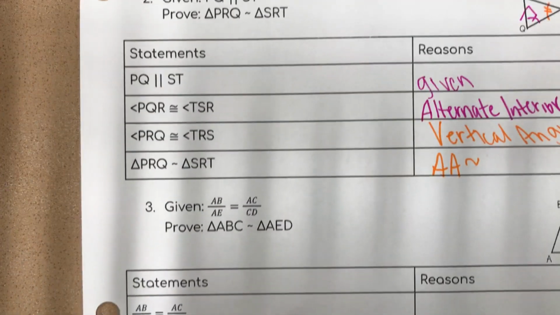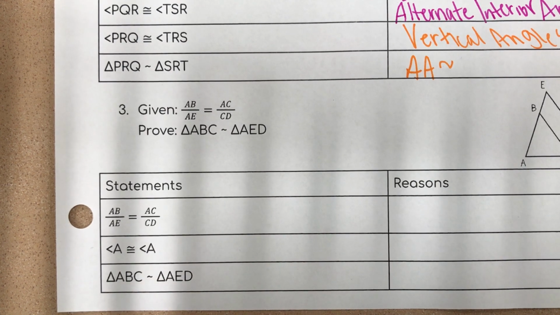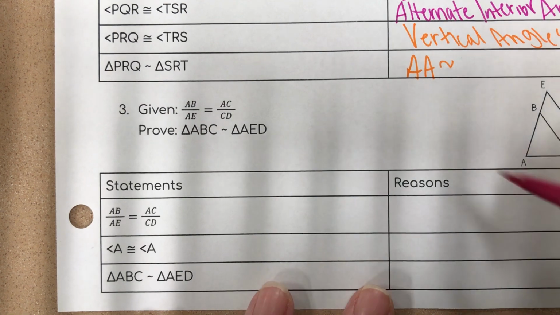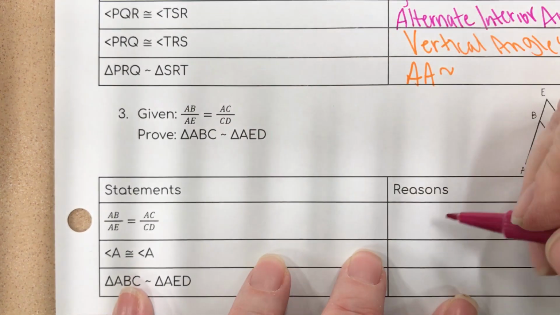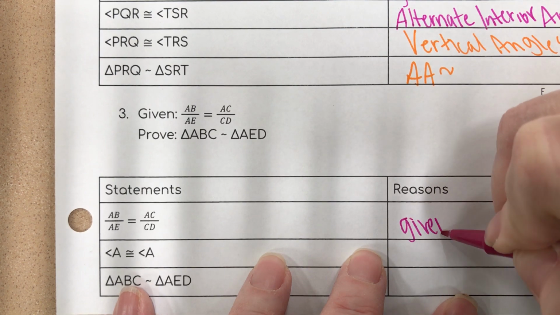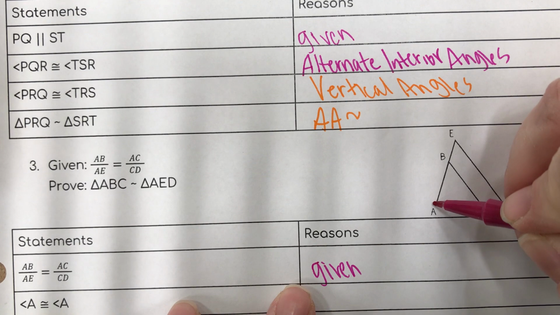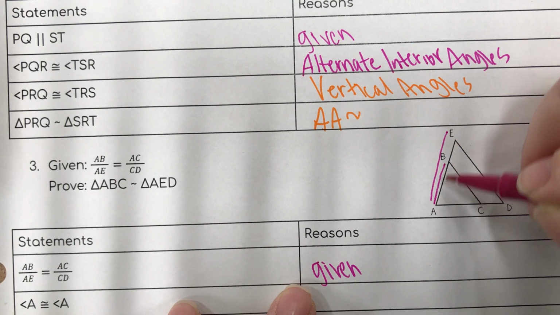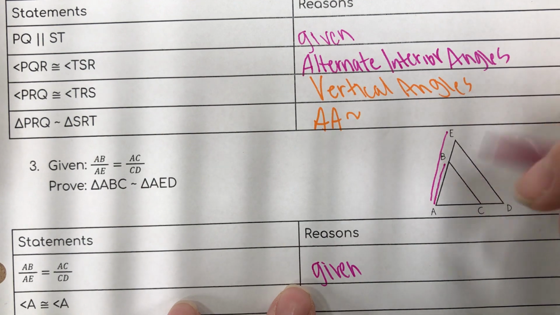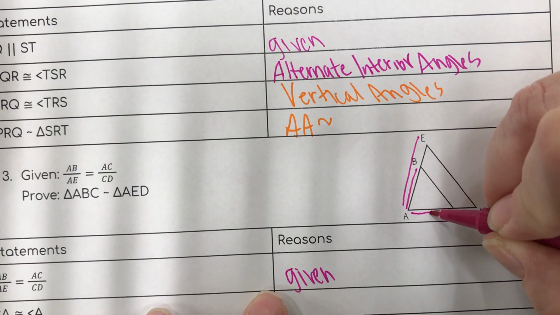Okay, last one. This says that we have AB over AE is equal to AC over AD. So that's one of my givens here. And I'm going to go ahead and mark my figure. So AB over AE, so the short one and the long one, is with AC, this is my numerator.